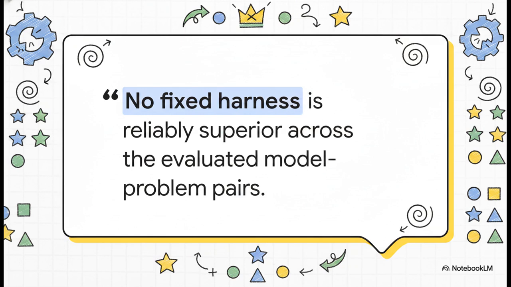They came to one inescapable conclusion, and I'll quote it directly. No fixed harness is reliably superior across the evaluated model problem pairs. Let that sink in for a second. Out of 30 different recipes, tested across 12 different environments, literally not a single one could claim the crown of being a universal master key. The myth is officially busted.